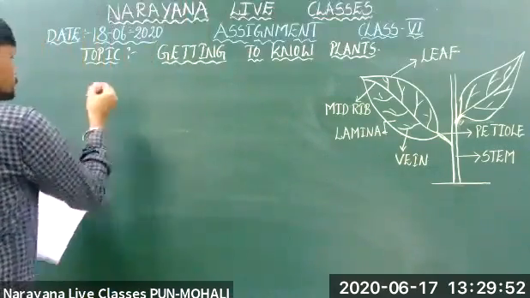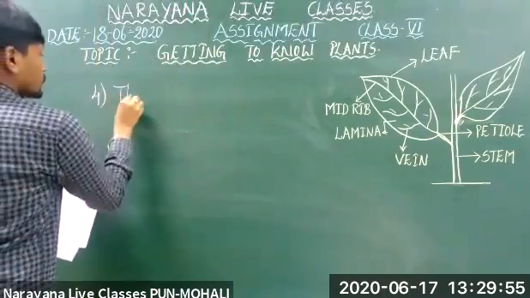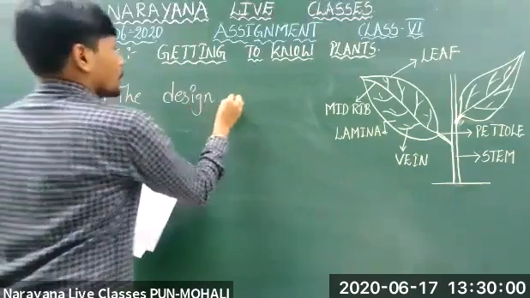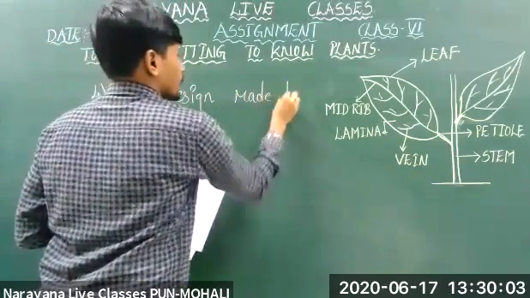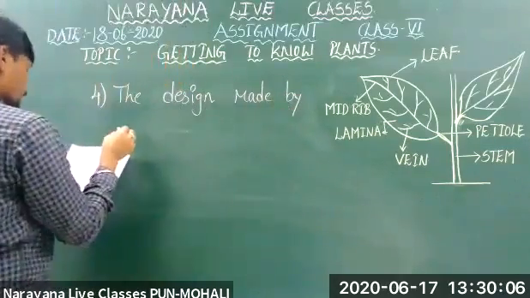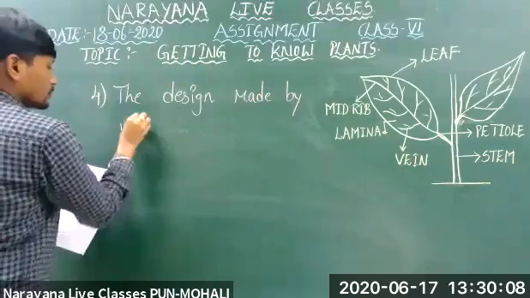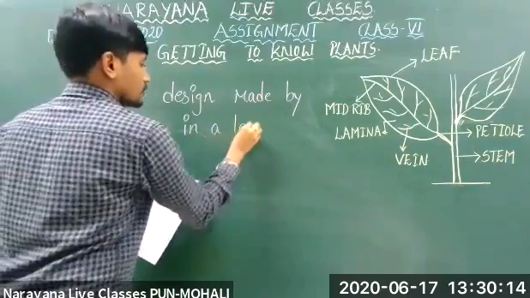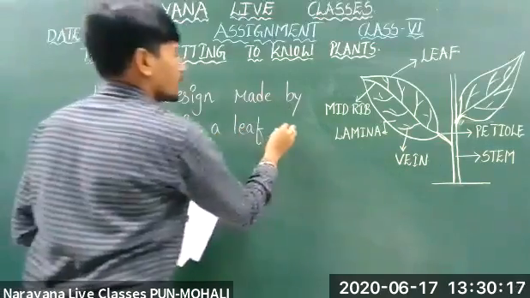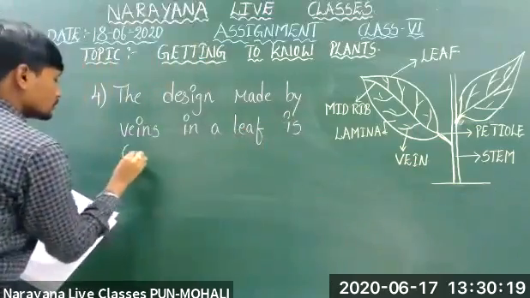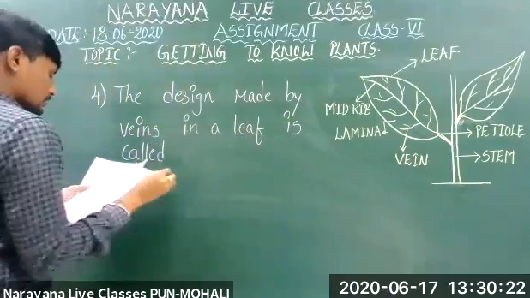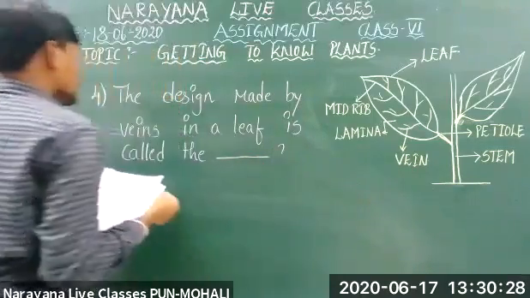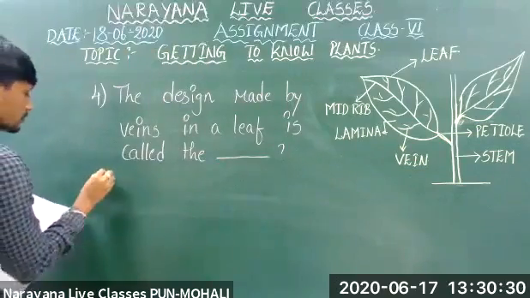Fourth question. The designs made by veins in a leaf is called dash.